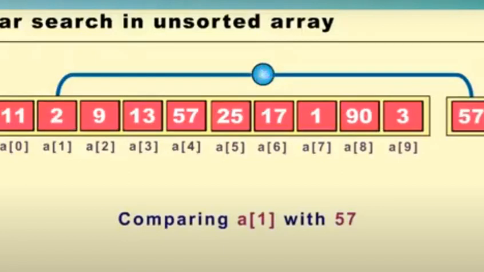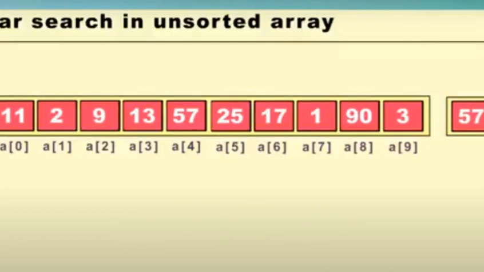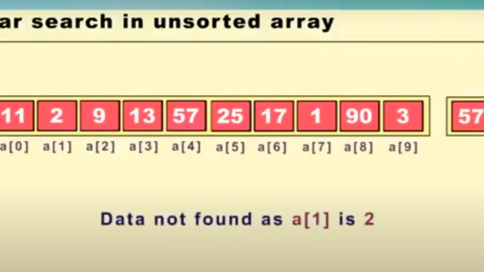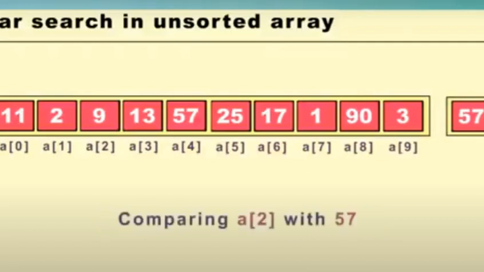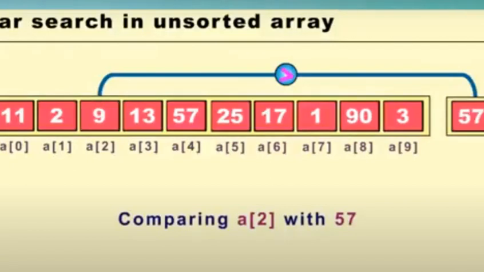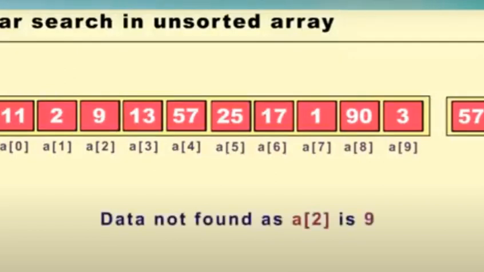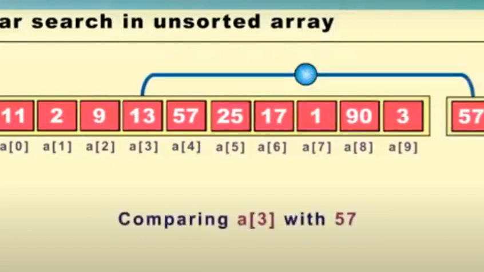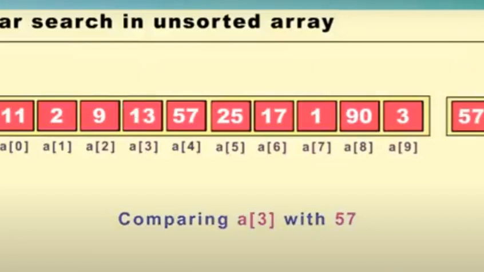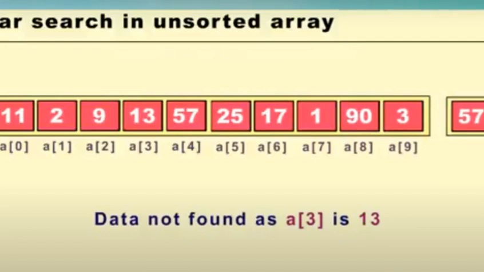Comparing A[1]. A[1] is 2. 2 is not equal to 57. That is, data not found. Again, the increment is done to A[2]. A[2] is 9. 9 equal to 57? No. That means data not found as A[2] is 9. Increment the index to A[3]. A[3], that is 13, with 57. Data not found again.